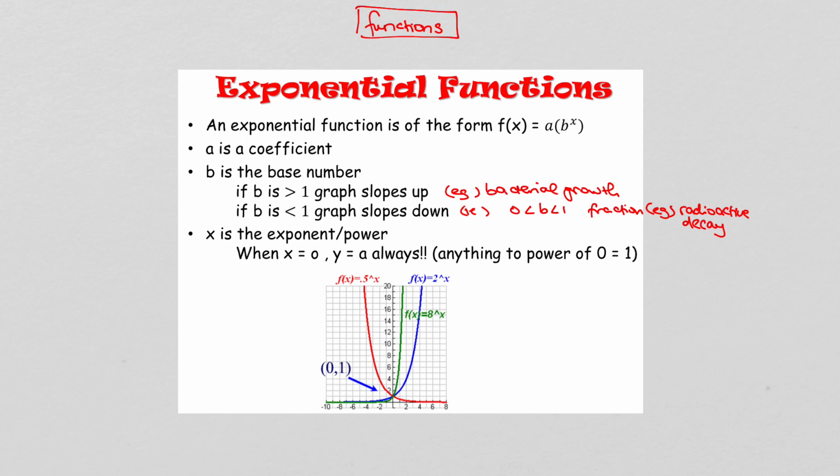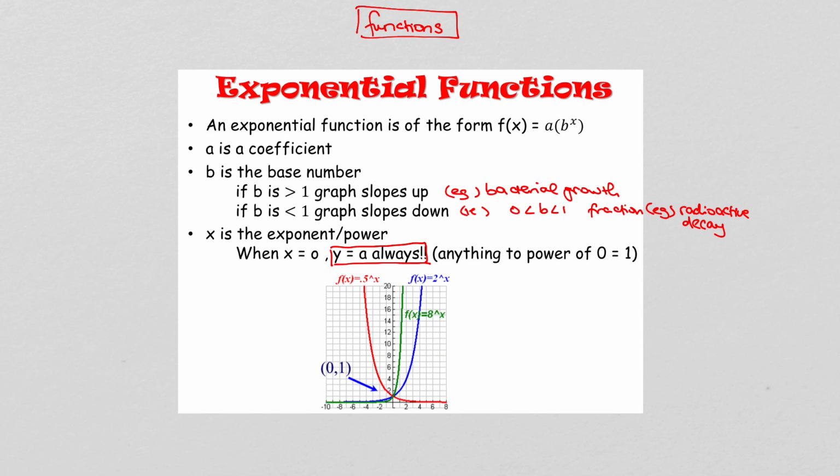So when x is equal to 0, then what we end up with is 1. So in other words, anything to the power of 0 is always going to be 1. So what that means is that when x is 0, the graph is going to cut the y-axis, and it'll always cut the y-axis at the coefficient a.